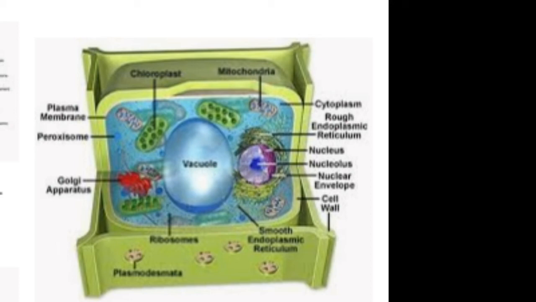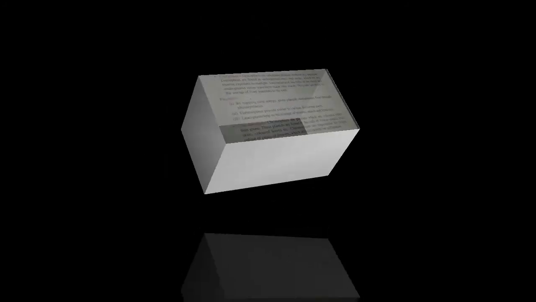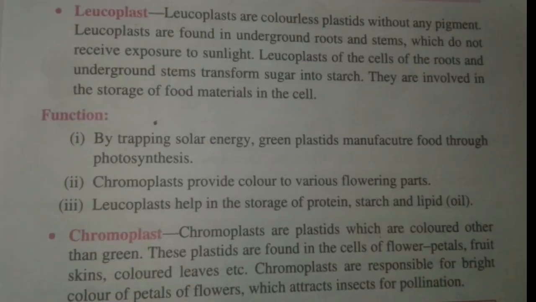So let's have a look now at what functions the chloroplast or the plastids perform. They store the manufactured food and photosynthesize. The important function of the plastids or the chloroplast is photosynthesis. By trapping solar energy, green plastids manufacture food through this process. Chromoplasts provide color to the various flowering plants or parts of the plants. Leucoplasts help in the storage of protein, starch and lipids.